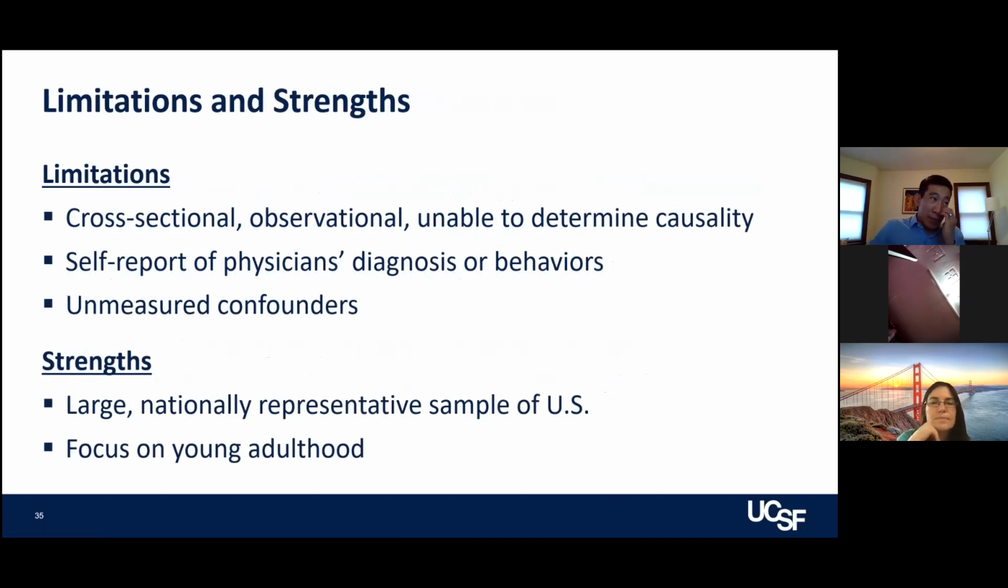But there are some limitations of the study. It was just cross-sectional and observational, so it was not able to determine causality. And as we mentioned, there could be bidirectional links. But it was a large national sample from the US that is one of the few studies to look at food insecurity in young adulthood.